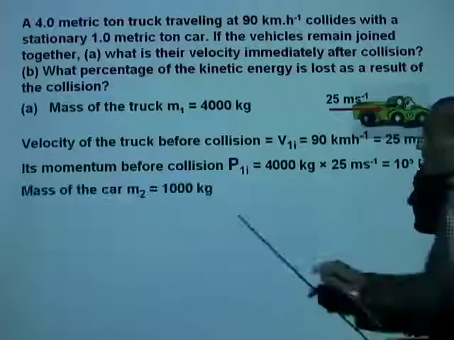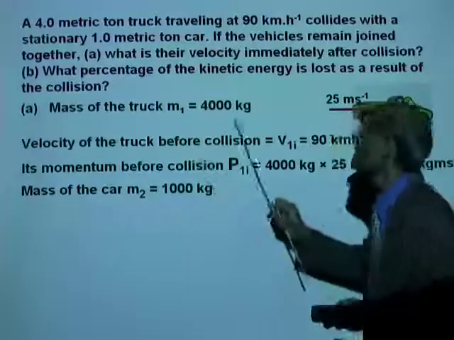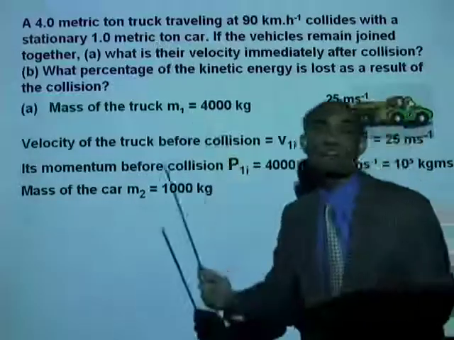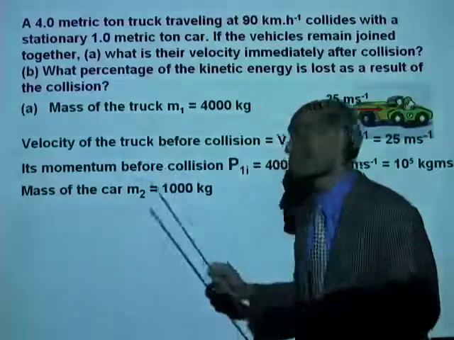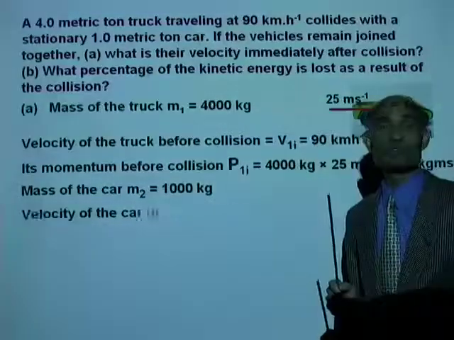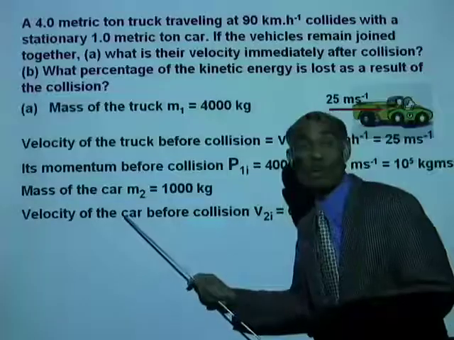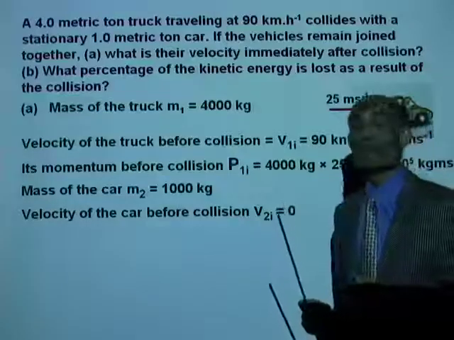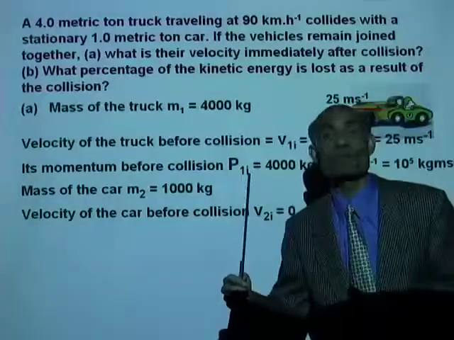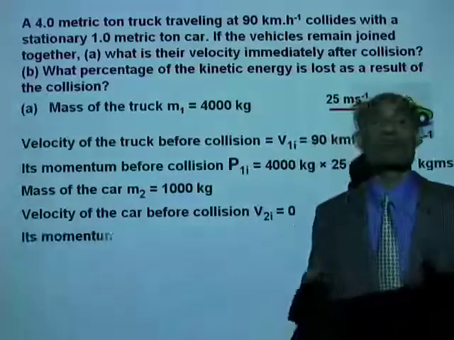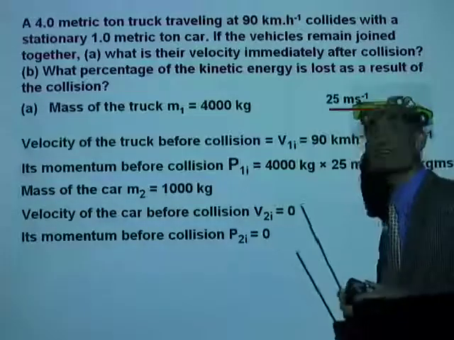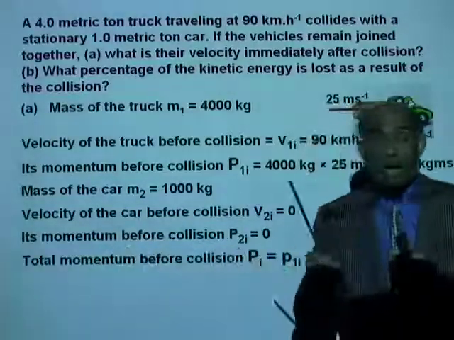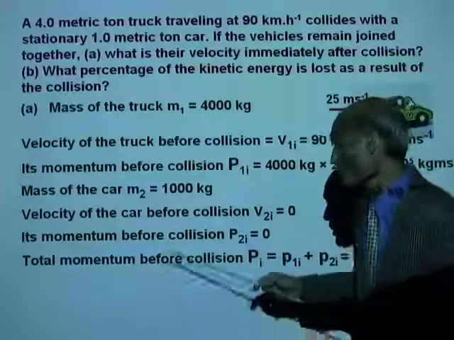The mass of the car is M2, that is 1,000 kilogram, 1 metric ton. A metric ton is 1,000 kilogram. And before collision, the car is at rest. V2I equal to 0. Therefore, what is the initial momentum of the car? What is the momentum of the car before collision? P2I equal to 0.